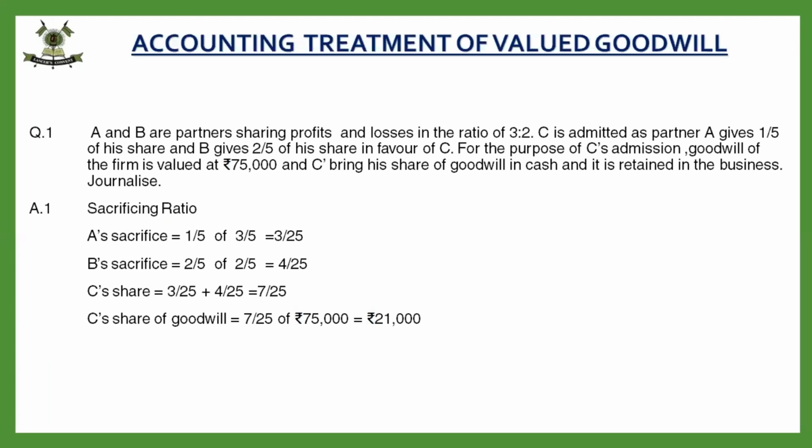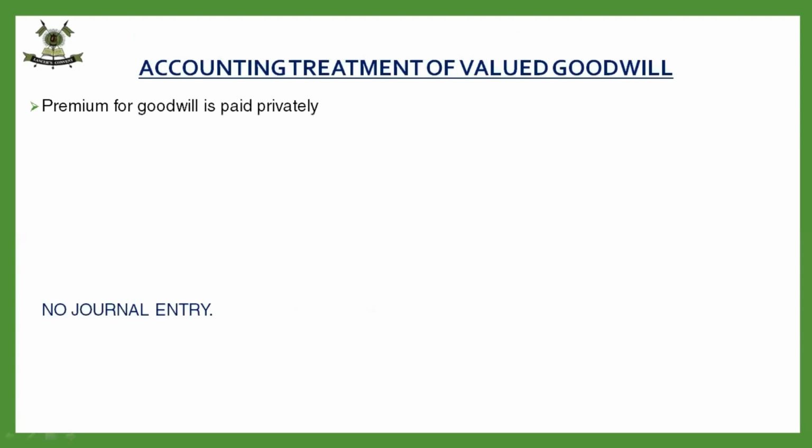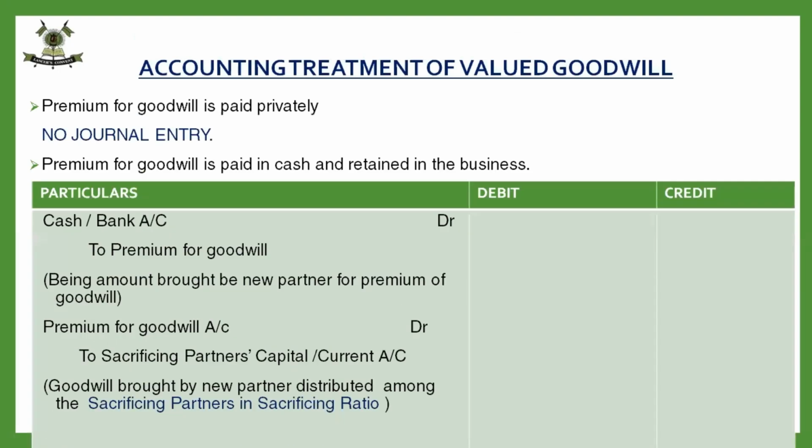Yes, very good. Harshit has also sent the correct entries. Fine. So my entries will remain the same, the ones I discussed: cash account to premium for goodwill. The only thing that you have to fill is the amount, that is 21,000 he's bringing.